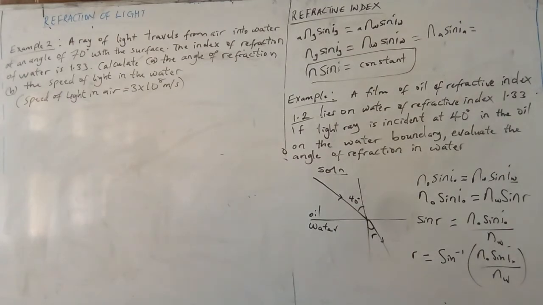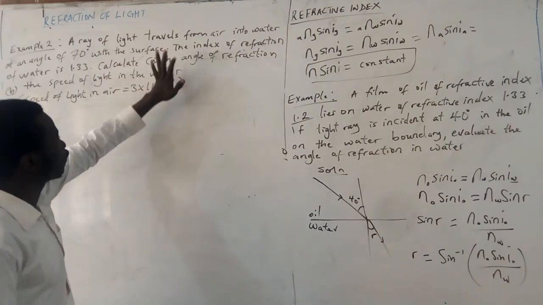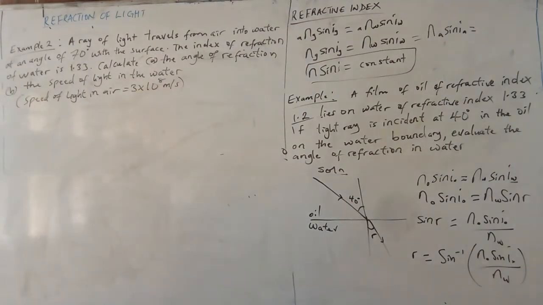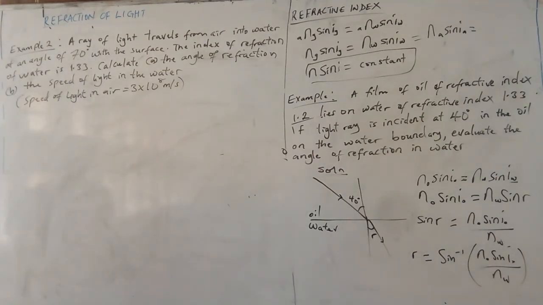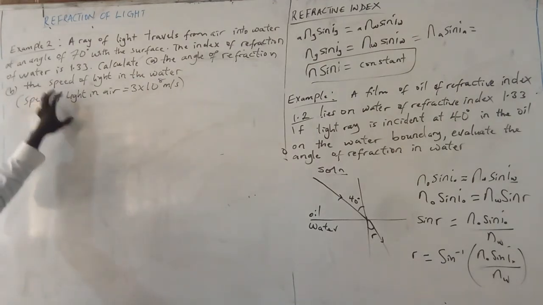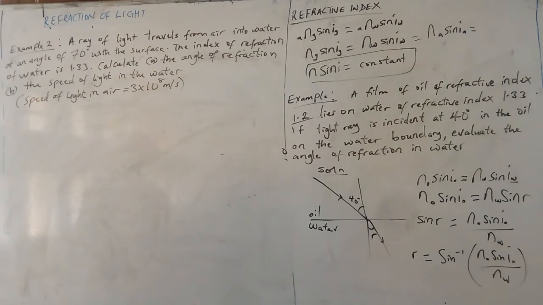A ray of light travels from air into water at an angle of 70 degrees with the surface. The index of refraction of water is 1.33. Calculate the angle of refraction. That's the first question. And the second question is the speed of light in the water.